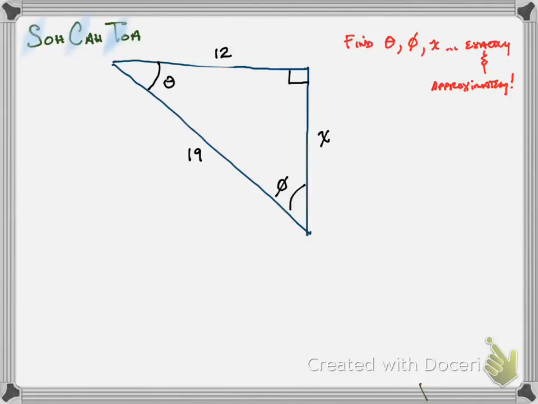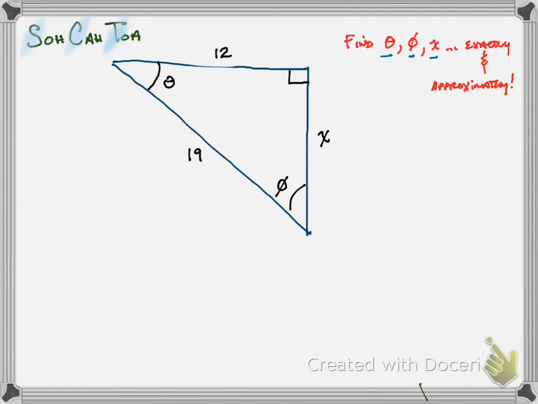Hi all, this video is meant to introduce right triangle trigonometry. For this first problem, we want to find theta, phi, and x both exactly and approximately.